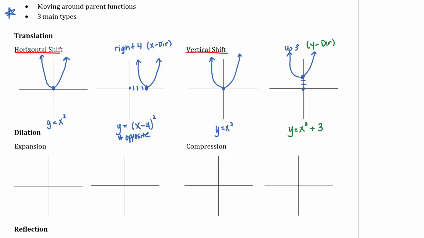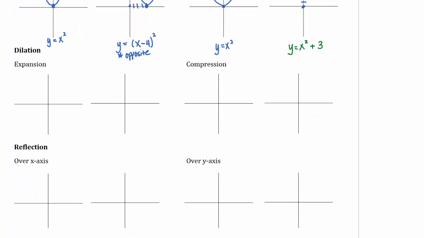So visually, I think it's easy to see what happens with a horizontal shift and a vertical shift, and we'll get more into the equations in just a couple minutes. So then we have dilation. So that means expansion or compression. So for this one, I'm going to use the absolute value of x as my parent function. So that also starts at 0, 0, but it makes a v.